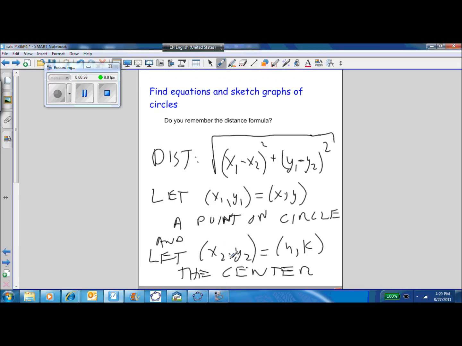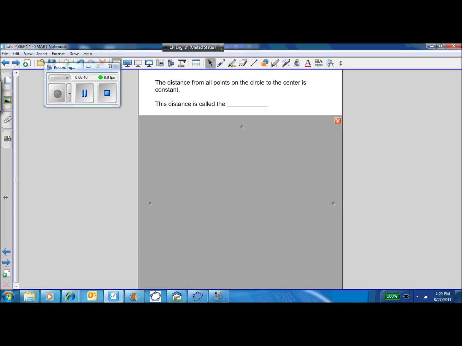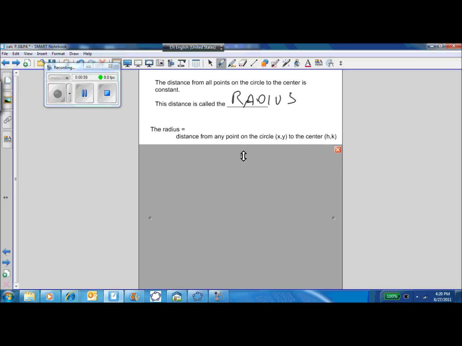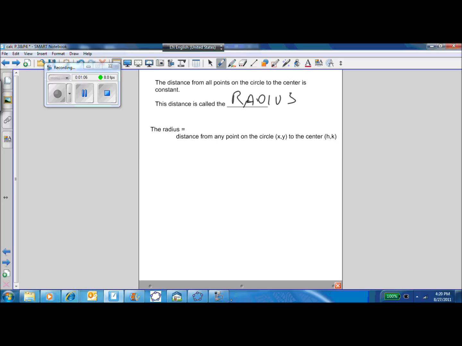Let's see how this works. The distance from all points in the circle to the center is constant. That's what makes a circle. That's a geometric definition. And this distance is called, you know it, that's right, the radius. And that's going to be the point of our approach here, because we can take the radius now as the distance from any point (x, y) on the circle to the center (h, k), and let's plug that into the distance formula.